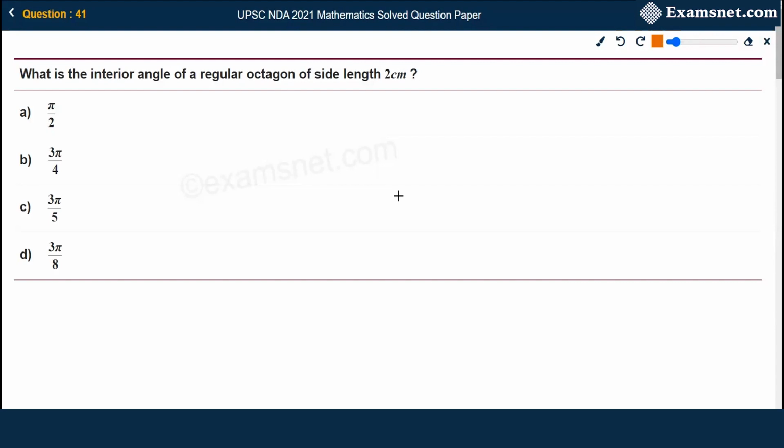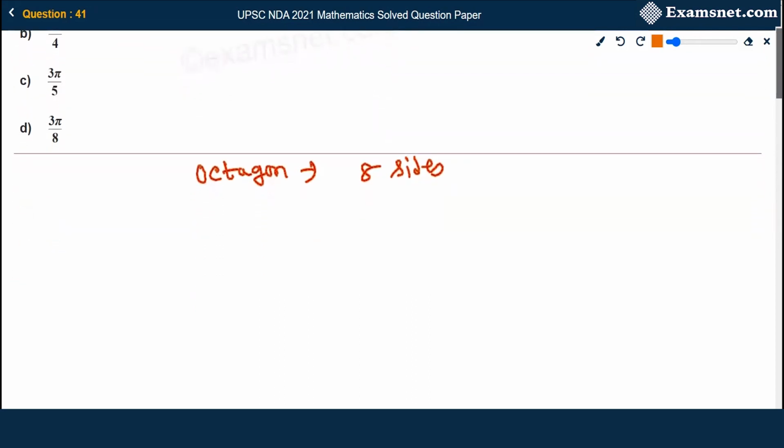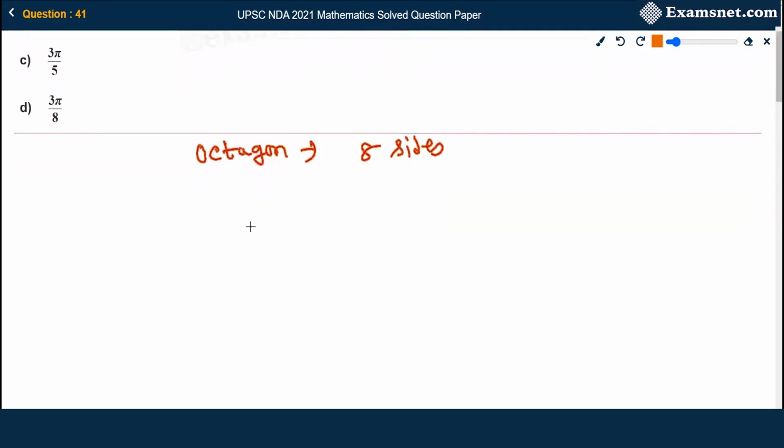In question number 41, it is given: what is the interior angle of a regular octagon of side length 2 centimeter? Okay, so octagon means a polygon. Regular octagon means a polygon which has 8 equal sides. And the interior angle of a regular polygon, how to find it? There is a particular formula for that.